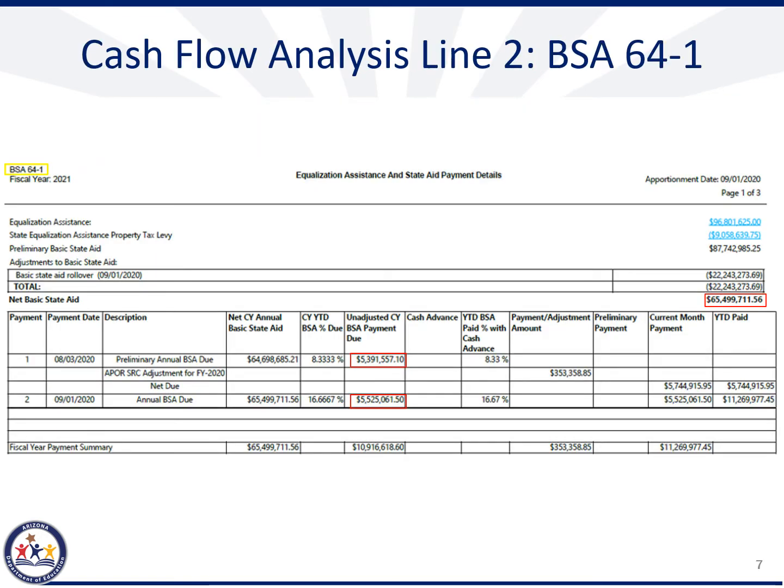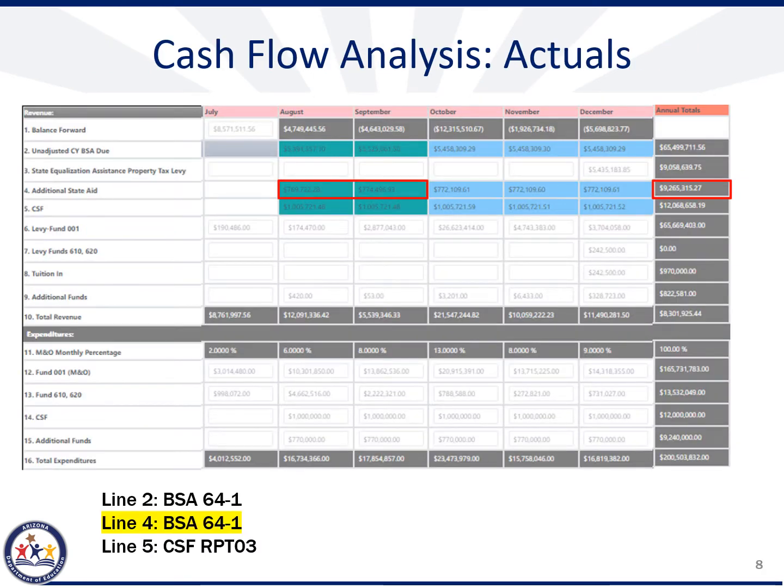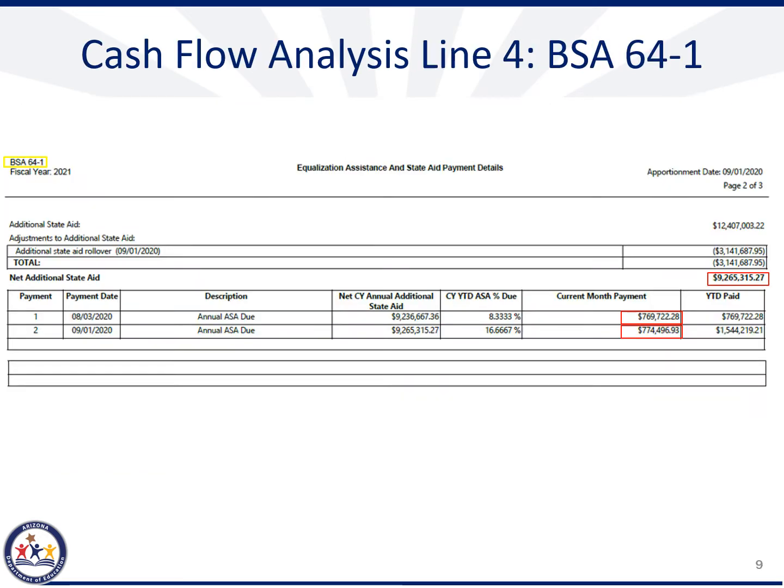This is the BSA 64-1, and you can see the annual total matches the amount populated on the cash flow analysis, as do the unadjusted current year basic state aid payment due amounts boxed in red. Line 4 is the additional state aid, and it also comes from the BSA 64-1, which we will look at in the next slide. This is page 2 of the BSA 64-1, and again you can see the total annual matches the amount on the cash flow analysis, and so do the current month payment amounts.